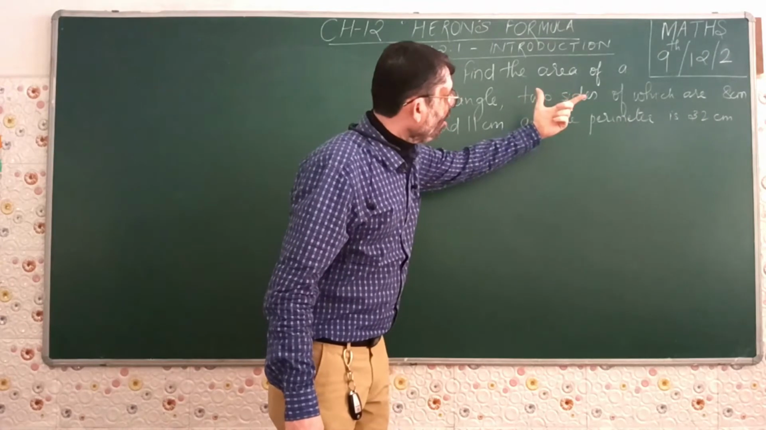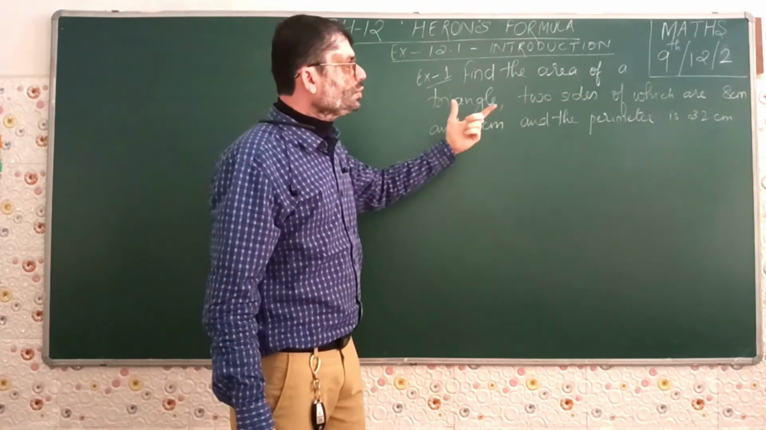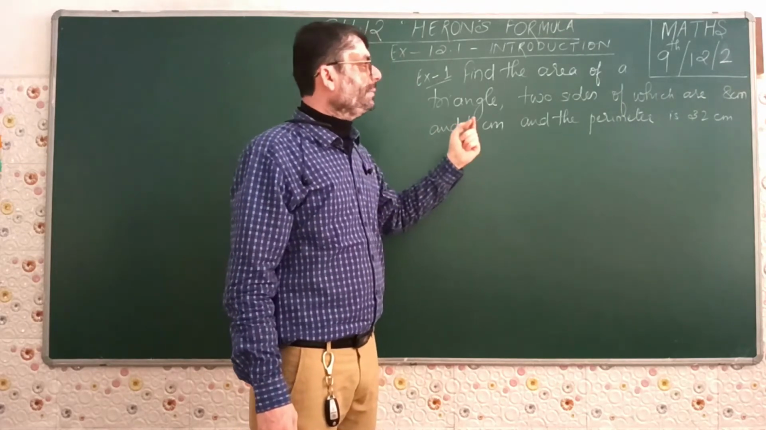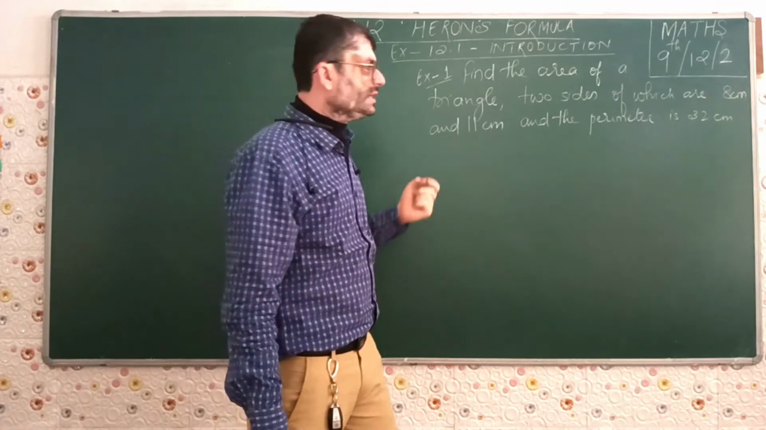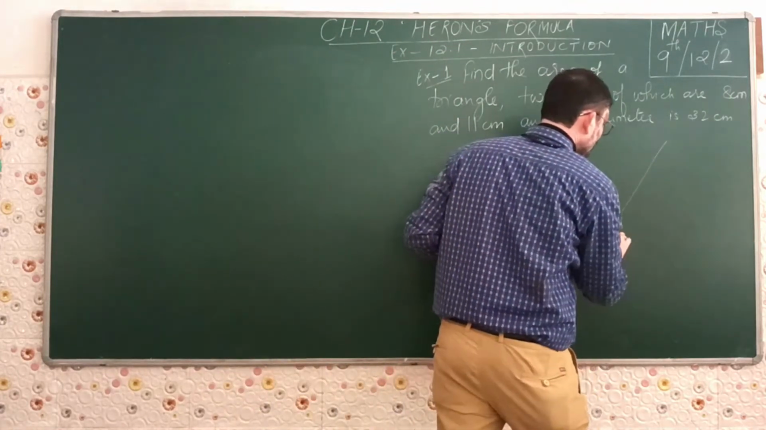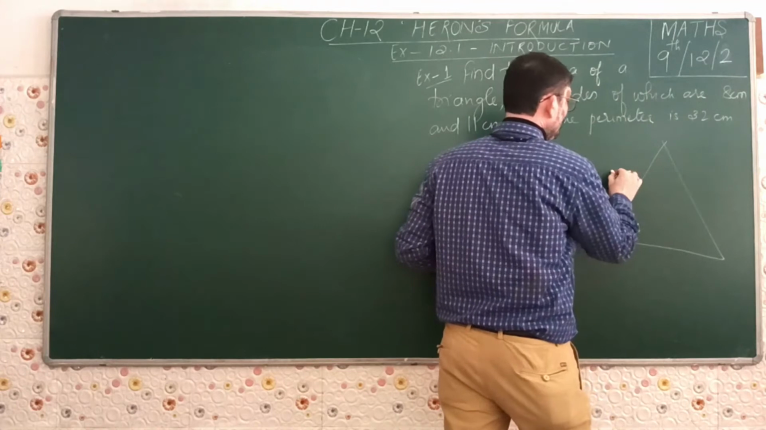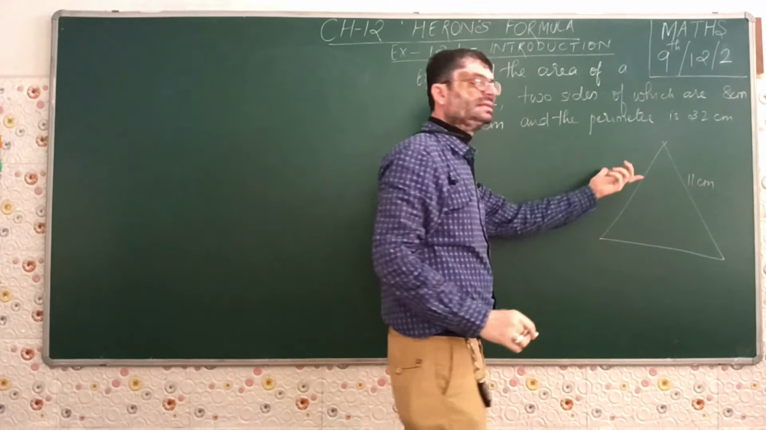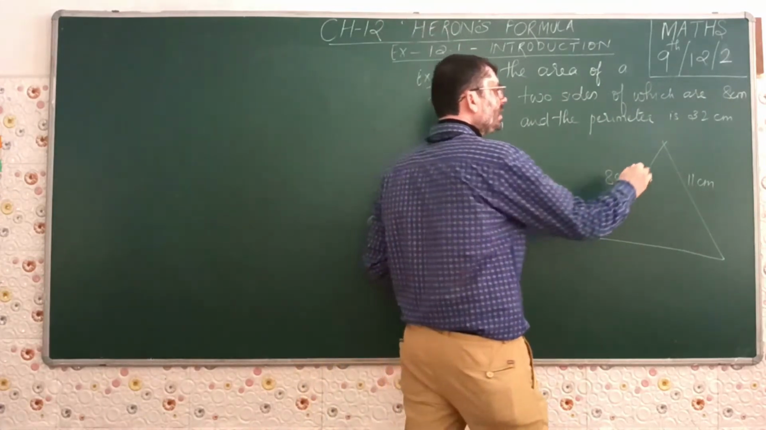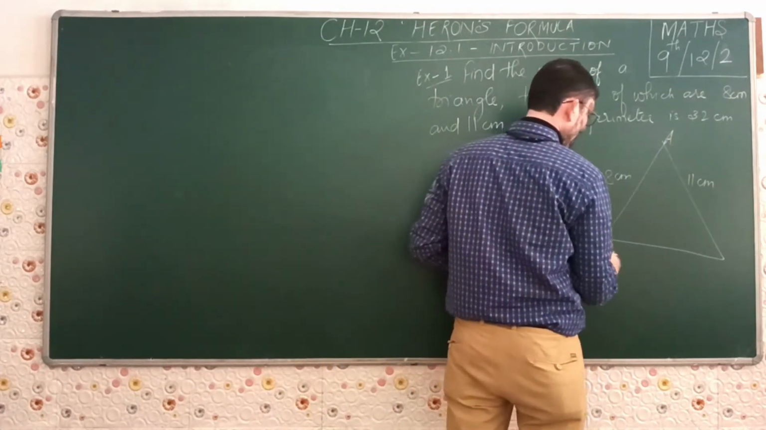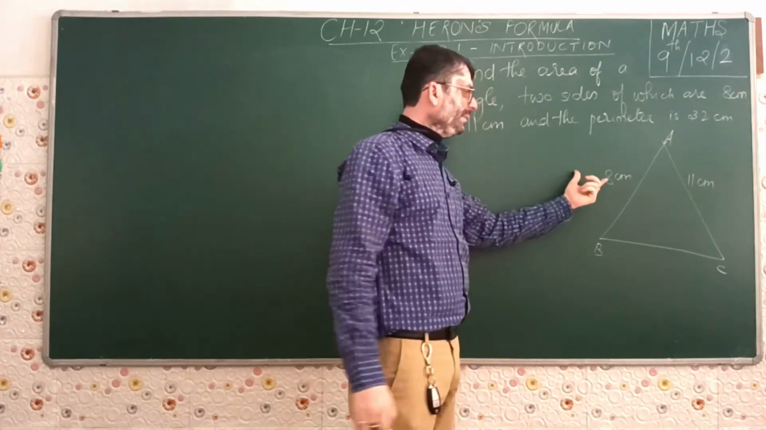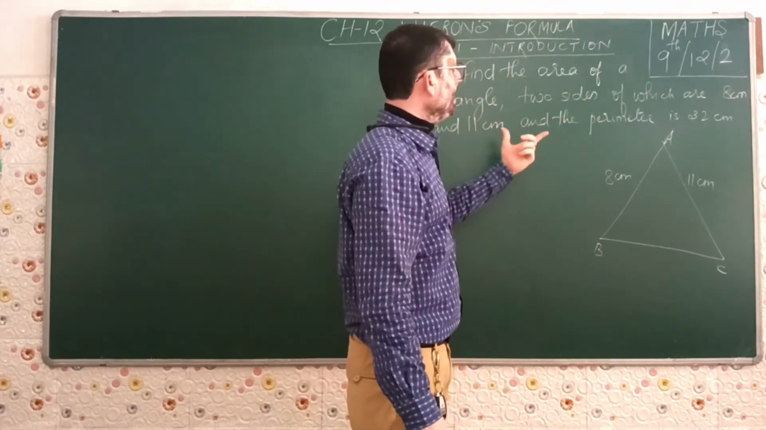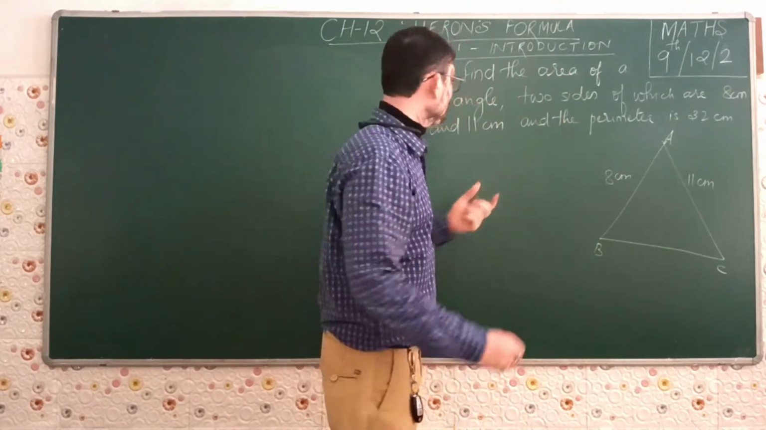Find the area of a triangle, two sides of which are 8 cm and 11 cm, and the perimeter is 32 cm. That means we are given a triangle whose two sides are 8 cm and 11 cm. Let us name the triangle A, B and C. The two sides AB is equal to 8 cm, AC is equal to 11 cm, and the perimeter is 32 cm. That is given to us.